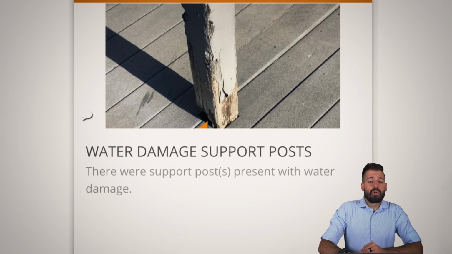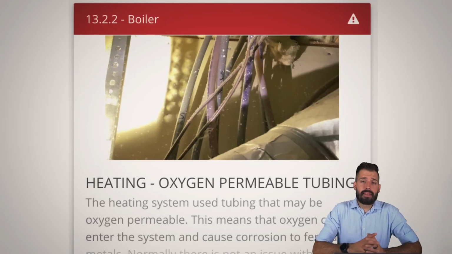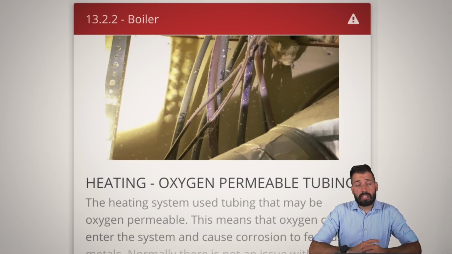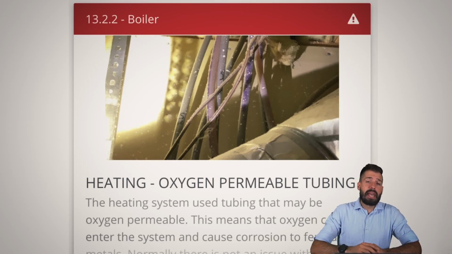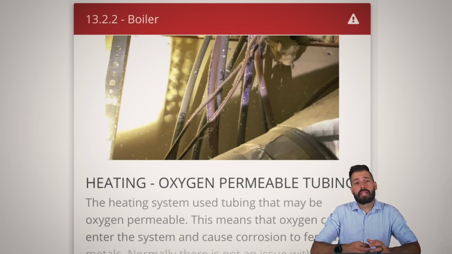So moving on, this boiler right here has oxygen permeable tubing, and I think that we have another example of this a little bit further on. Oxygen permeable tubing basically means that oxygen can get into that pipe. And if you know anything about oxidation and cast iron, or just metal in general, that oxidation will cause corrosion, and then that corrosion will cause failure. And so this was obviously an issue that has hopefully been corrected into the future.